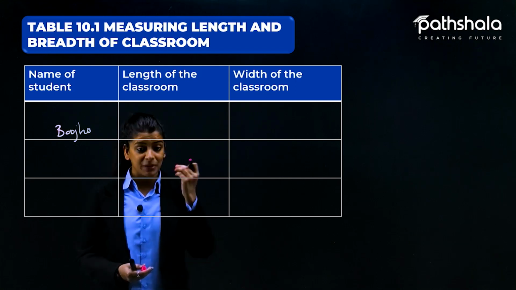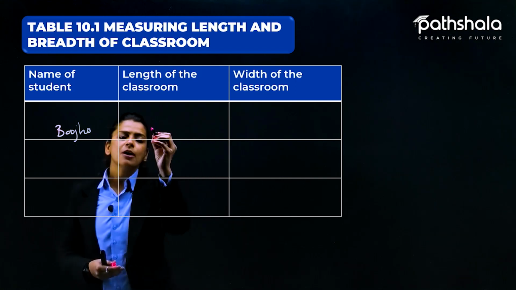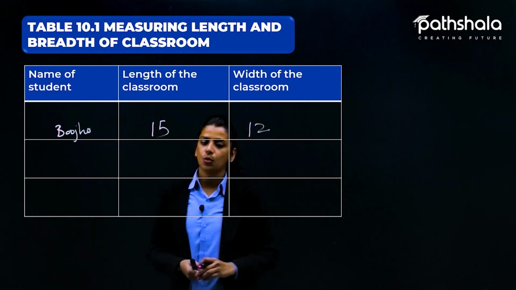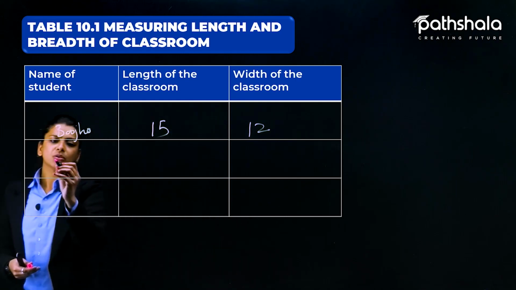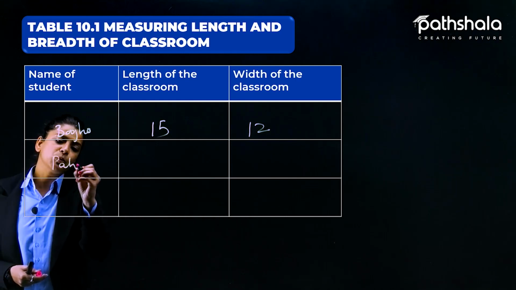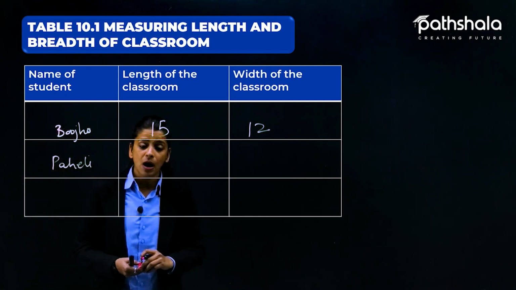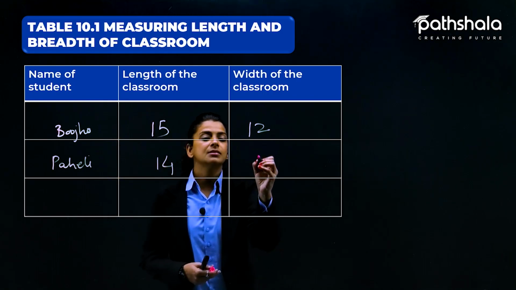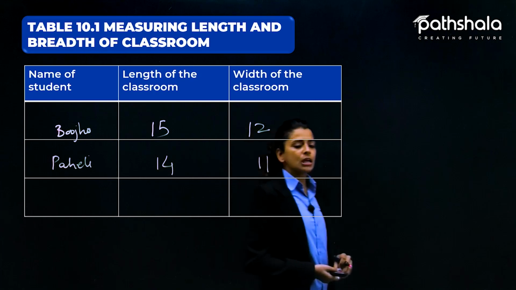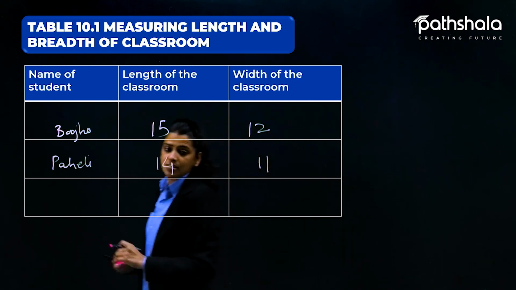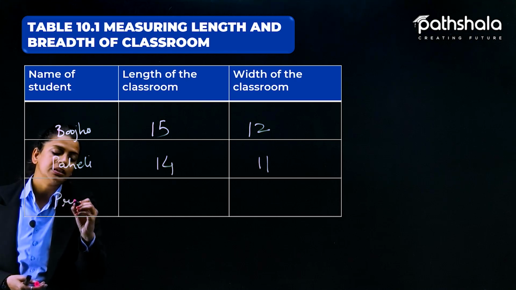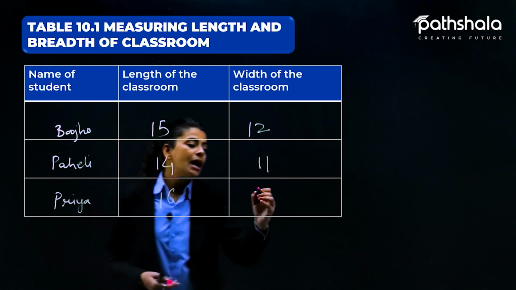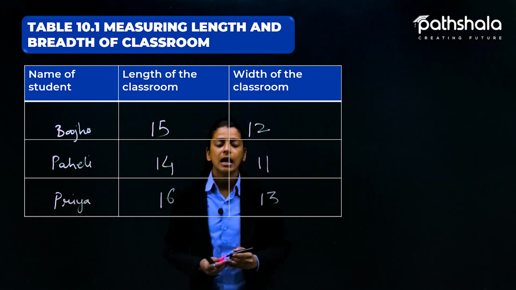When he measured the length of the classroom, it came out to be 15 foot spans of the length, and the width is 12 foot spans. Now, the next student we talk about is Paheli. Let's suppose Paheli did this activity and found that the length of the classroom in her foot span is 14 and the width is 11. Now, talking about the third student, let's suppose Priya. When she measured the length and width of the classroom, it came out to be 16 foot spans of length and 13 foot spans of width.